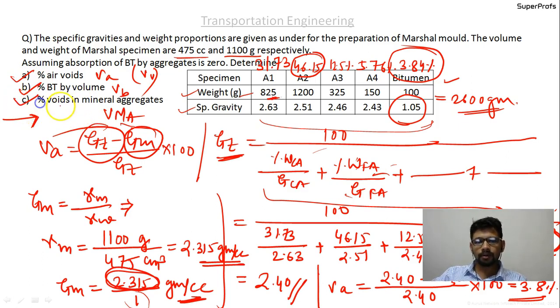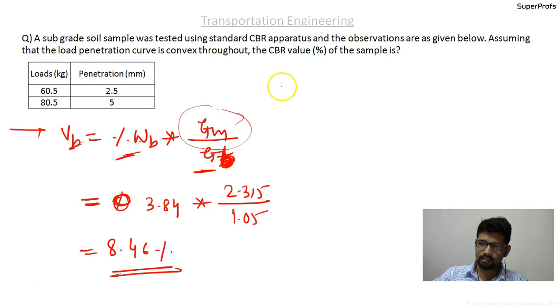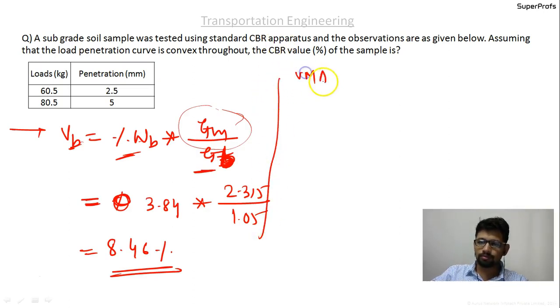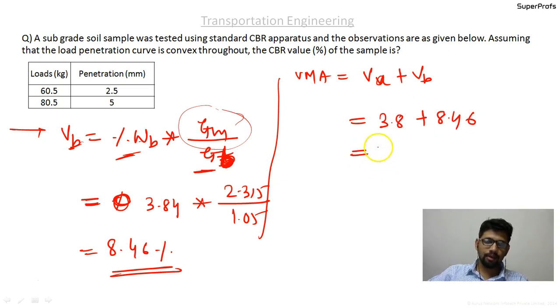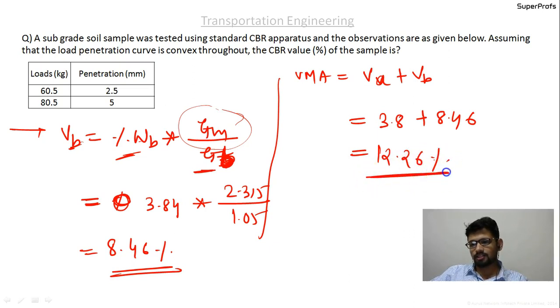Now we want to find out the percentage voids in mineral aggregates. So VMA is equal to, it is simply addition of these two, VA plus VB, that is VA was 3.8% and VB is 8.46%. Therefore VMA is 12.26 percentages. So it is quite a straightforward question. There is nothing to think in this.